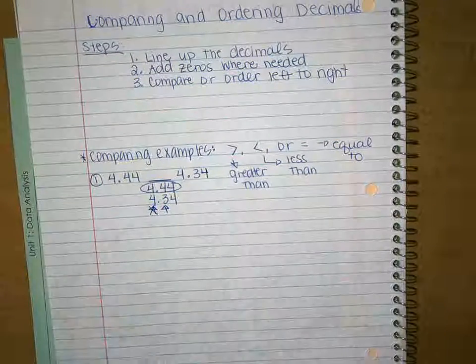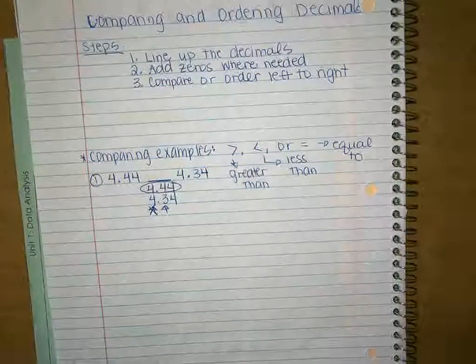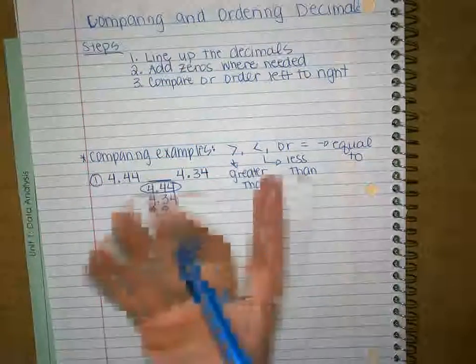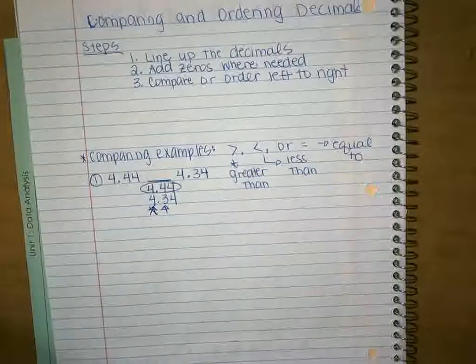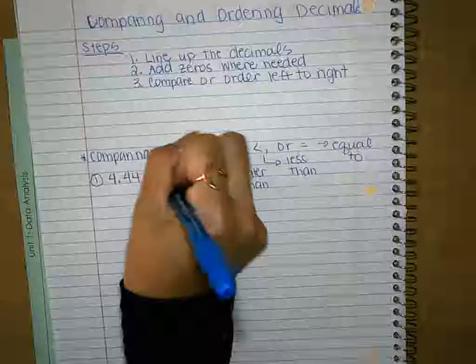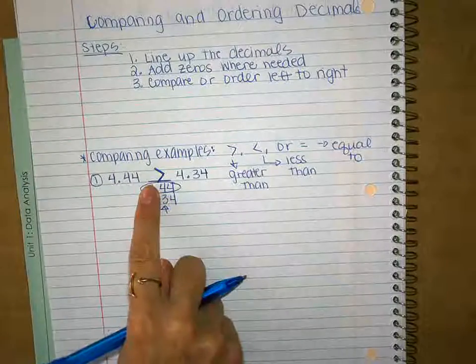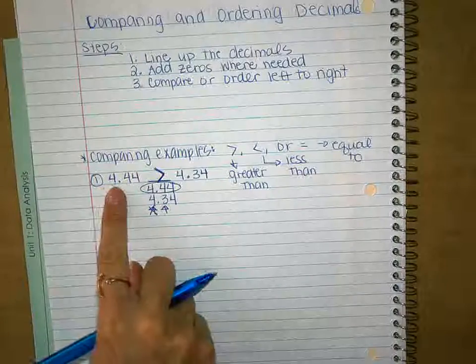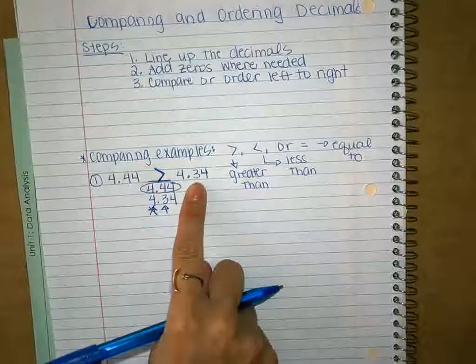So most of you guys learned that you need to put the opening of the sign eating the bigger number, like an alligator. You can still think of it the same way. It's exactly the same thing. You just need to put the opening so it eats the larger number, and in this case I would say 4 44/100 is greater than 4 34/100.